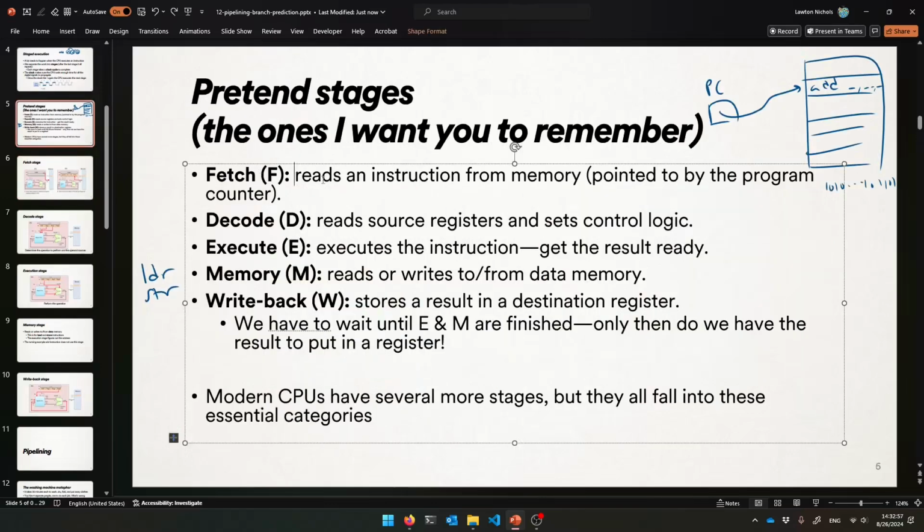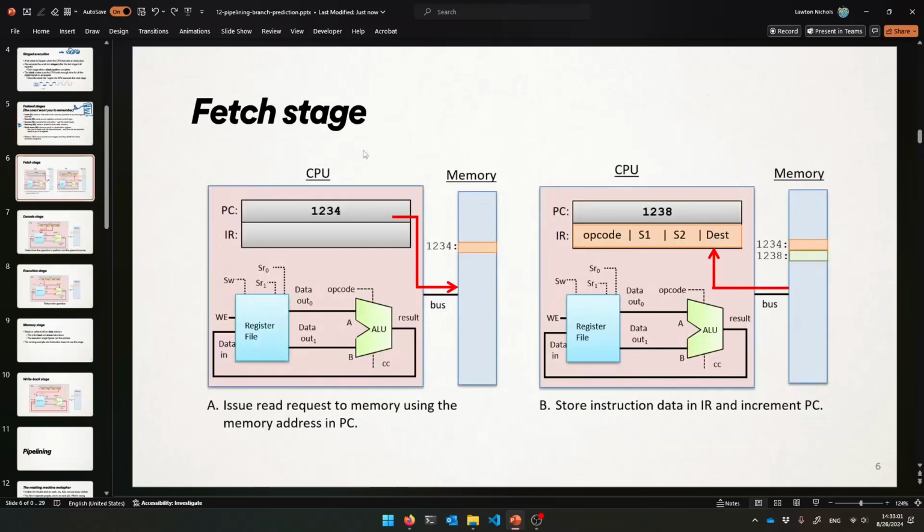So the fetch stage, it's like, all right, PC's pointing here, give me that value out of memory, let's figure out what instruction it is. So that's the fetch stage. So PC is pointing to this address, and boop, connected across a bus from the CPU is our memory.